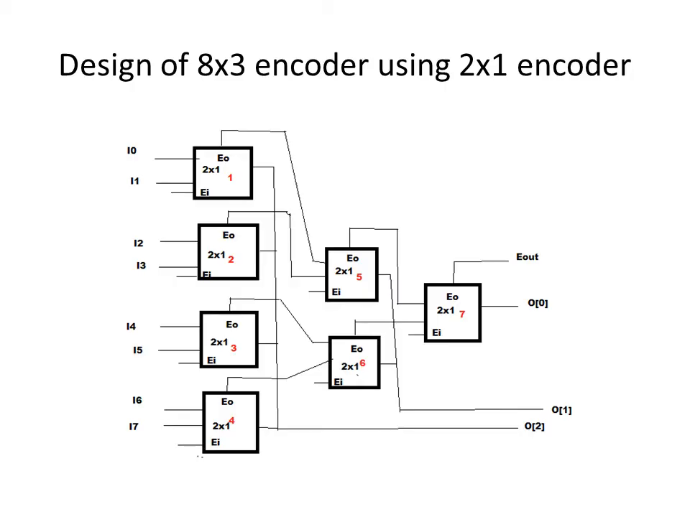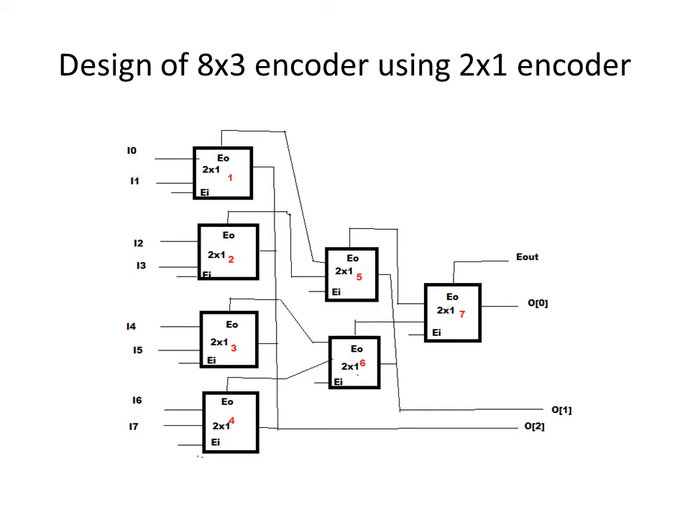Now to get this structure of the 8x3 encoder, we have to align 7 2x1 encoders in this manner. See, first 4 encoders will get the inputs from I0 to I7. That is, first encoder inputs are I0 I1, second encoder inputs are I2 I3, third encoder inputs are I4 I5, fourth encoder inputs are I6 I7. I am using an internal signal, a wire signal.